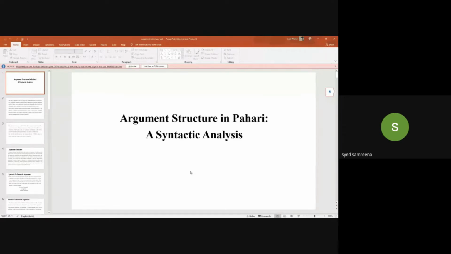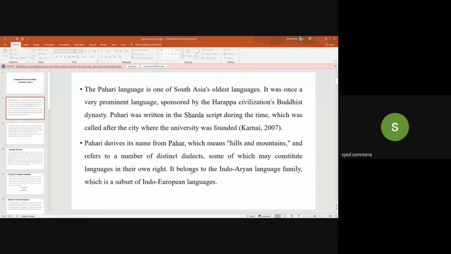My topic is argument structure in Pahari, a syntactic analysis. The Pahari language is one of South Asia's oldest languages. It was once a very prominent language sponsored by Harappan civilization's Buddhist dynasty.